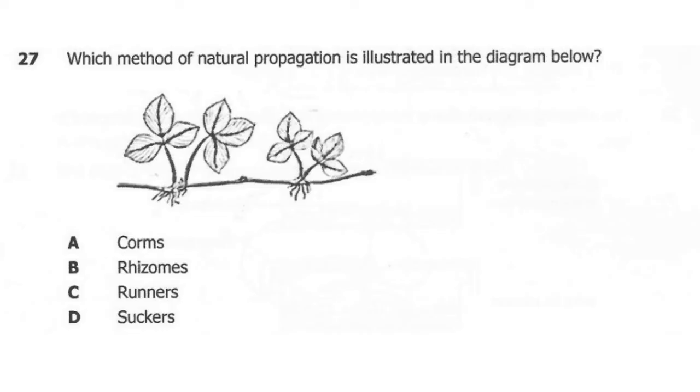The correct answer here is C, runners. So this type of propagation which is occurring in strawberry, what we refer to as the runners or stolon. So C here is the correct answer. Well done, chat. Let's move on to the next question.